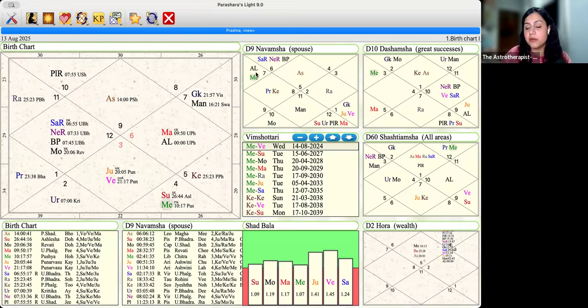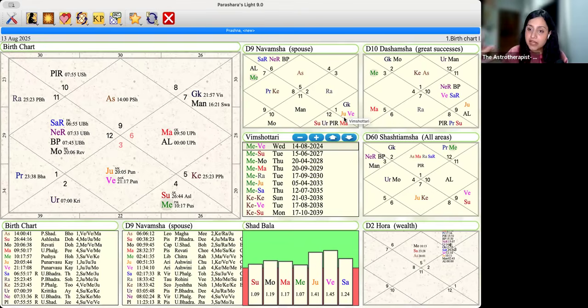Now if we talk about the mother-in-law, on the contrary, the mother-in-law is actually going to be the strict one. She is never going to, you know, address or give value to your opinion, because we have Jupiter and Venus in the sign of Aries in the ninth house.